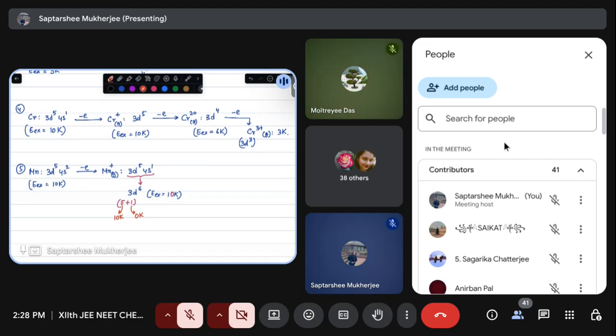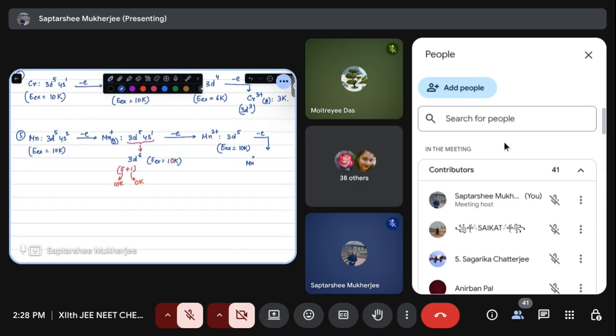Now, if I remove another electron to form Mn plus 2, what do I get? Electronic configuration 3d5 only, where exchange energy is again 10K. If I wish to remove another electron, what do I get? 3d4. So what is the exchange energy here? 6K.